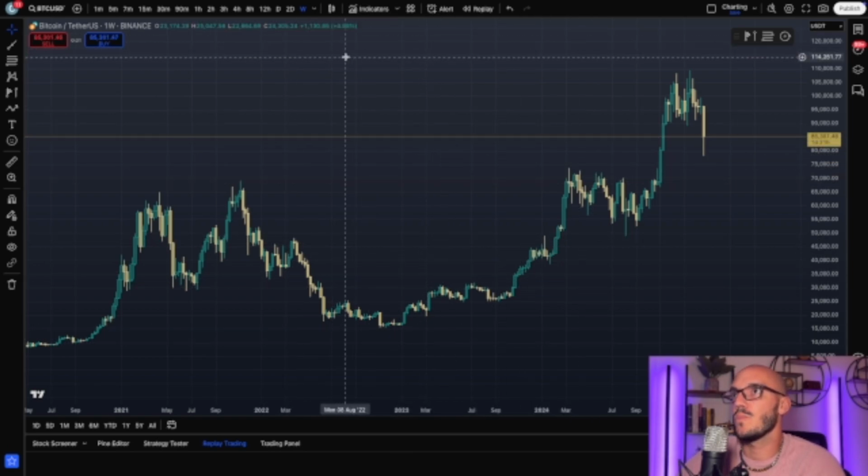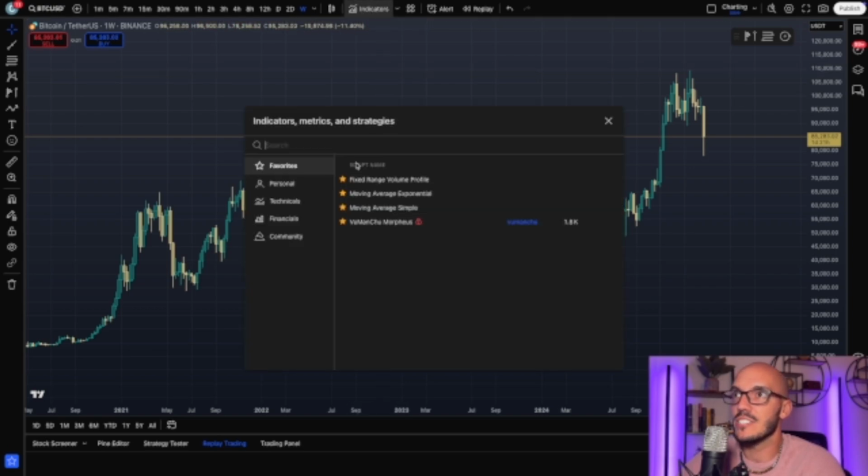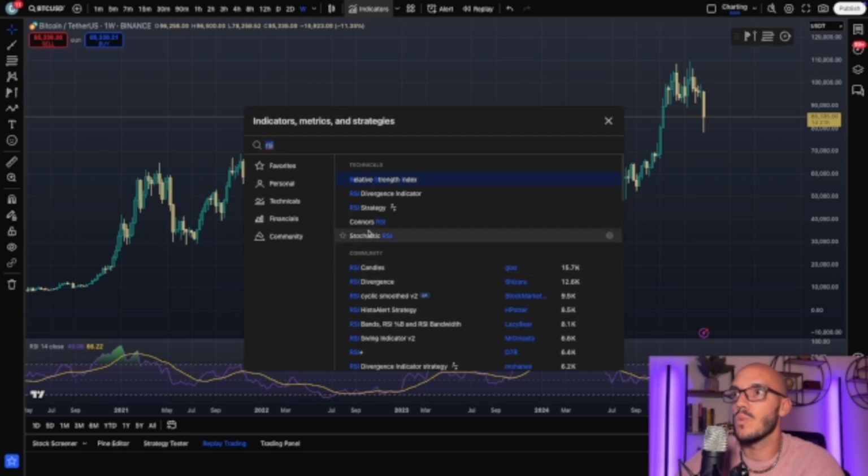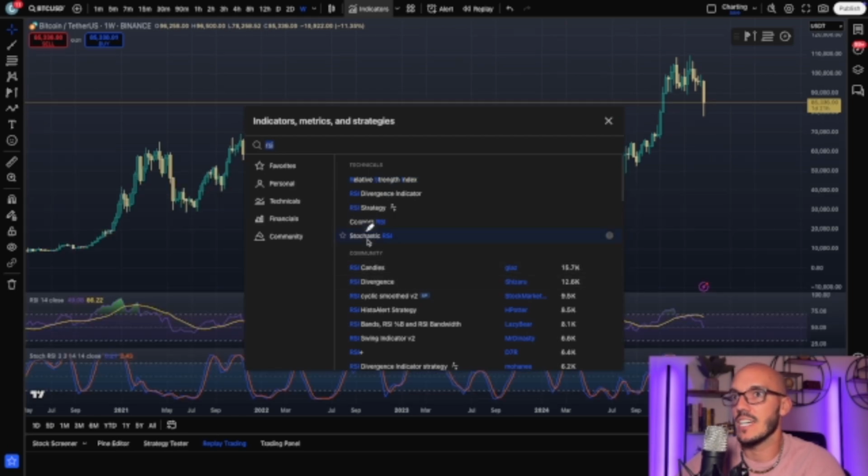The first way that we do that is you want to click the indicators tab. This is at the top of TradingView right here. When you click the indicators tab, it's going to give you an option to search up different metrics and strategies. So all you got to do is type in RSI. This will give you different types of RSI indicators and strategies. Ignore all of these for right now. What we want to mess around with is the classic RSI, which is the relative strength index right here. And we also want the stochastic RSI right here.